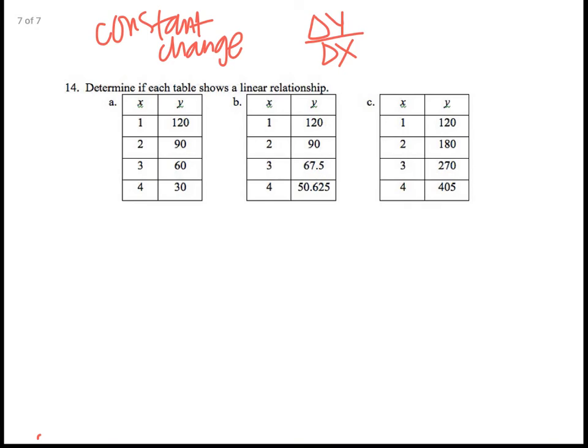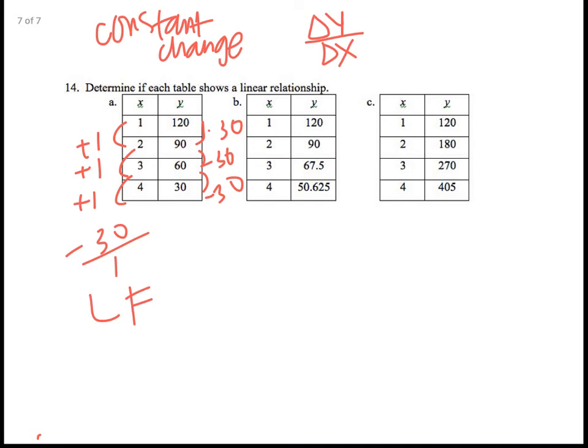For the last one, it says determine if each table shows a linear relationship. Linear relationship means that there is a constant change, so you need to check your change in y over your change in x. So if you remember doing this before, we would draw little kind of loops here and check each one. So x is going up by 1 every single time. And my y's are, it looks like, going down by 30. So it's constant. It looks like I'm always doing negative 30 over 1 every single interval. So this one would be a linear function.